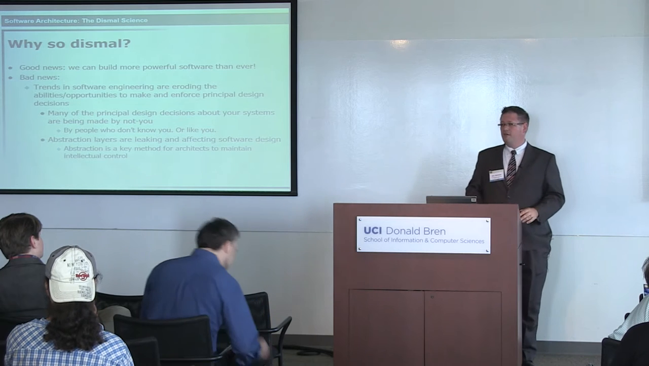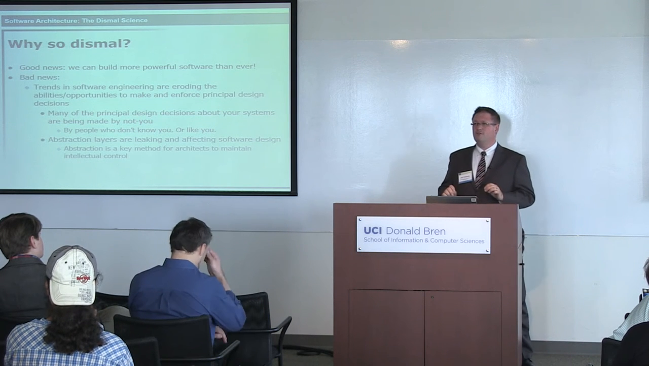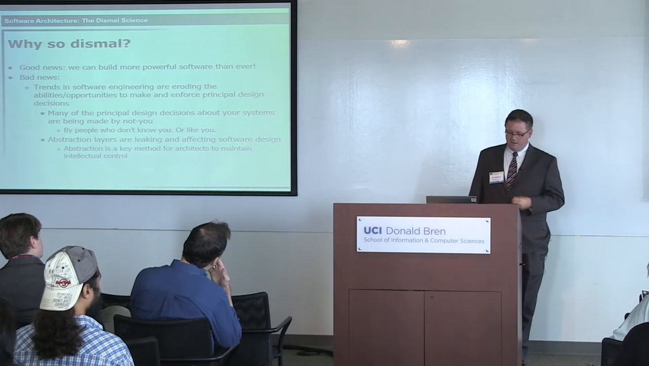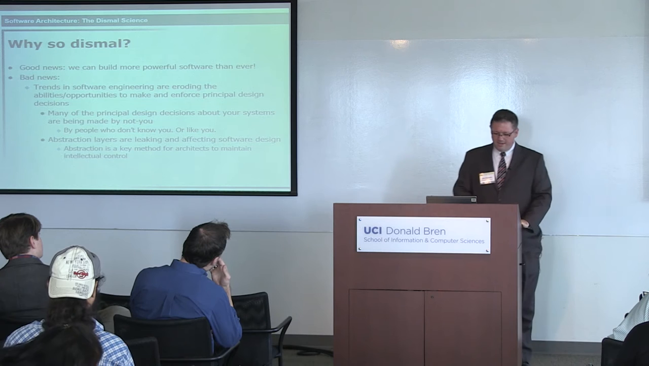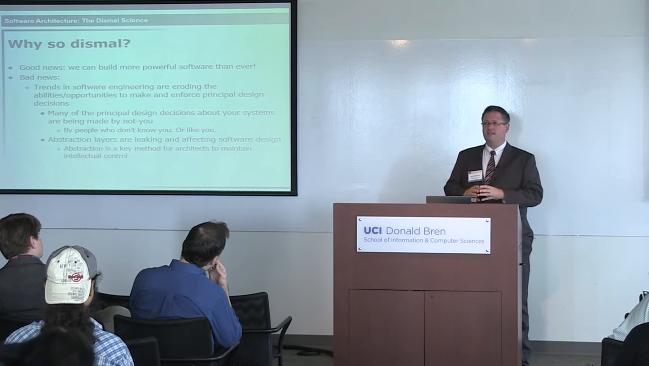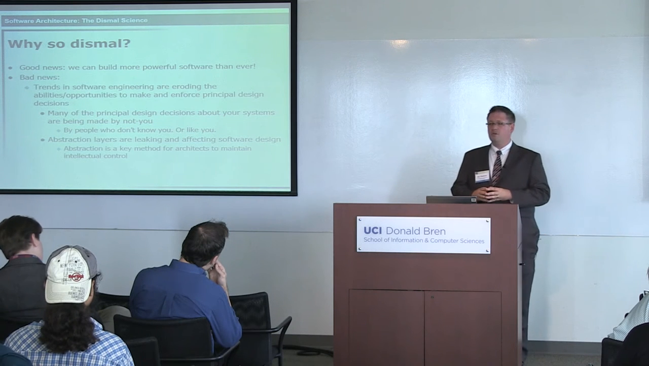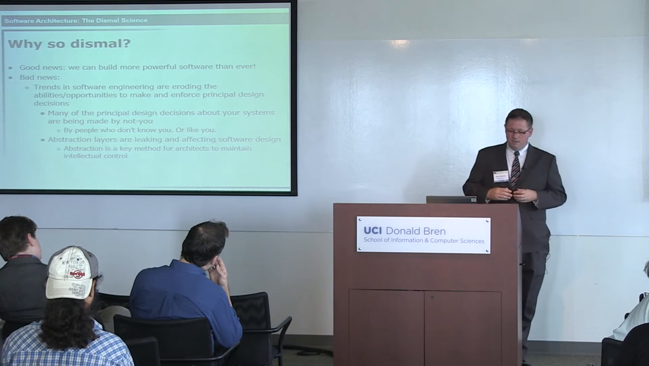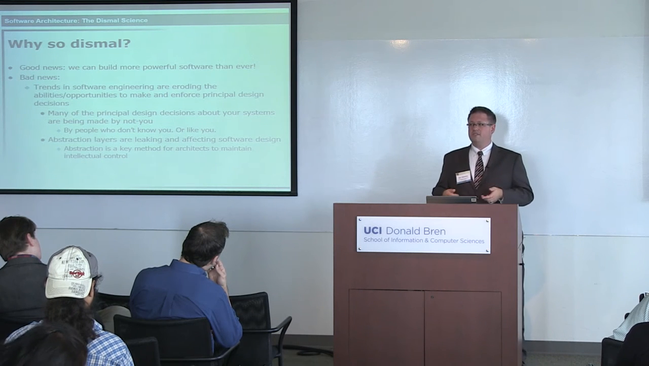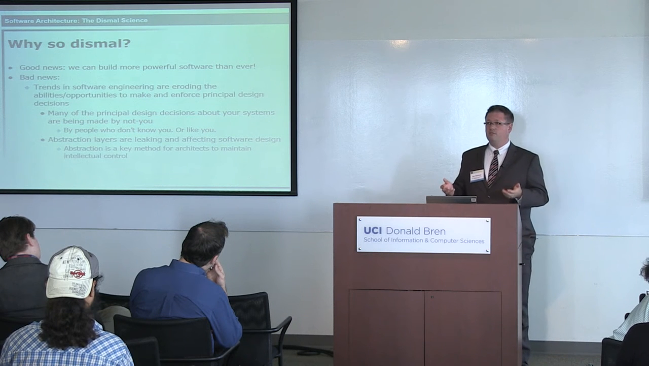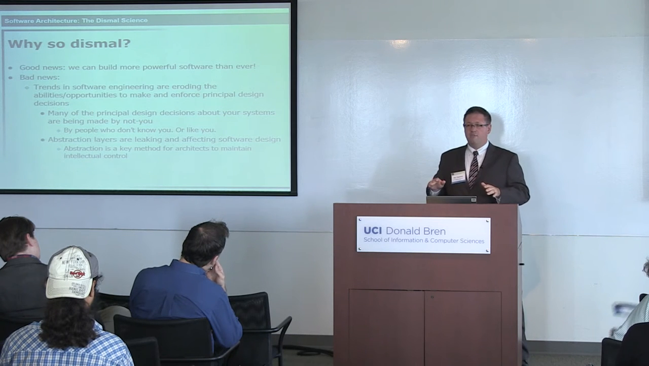So that's good, okay, but the reason that is true is actually undermining some of the tried and true software engineering and architecture principles we've known. That is to say, the things that are happening out in the world are eroding our abilities as architects and designers to make the principal design decisions about our software systems for ourselves. Many of the principal design decisions or architectural design decisions about the software systems you're building today are being made by not you. They're being made by other people.